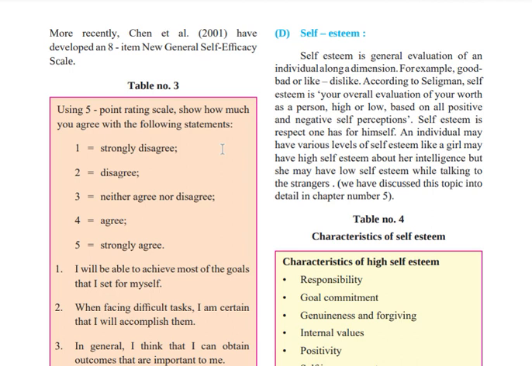For example, good or bad, like, dislike. According to Seligman, self-esteem is your overall evaluation of worth as a person, high or low, based on all positive and negative perceptions. Self-esteem is the respect one has for oneself. So in short, how you are judging yourself, that is your self-esteem. Sometimes I judge myself, like I am not good at this, I am not good at that.